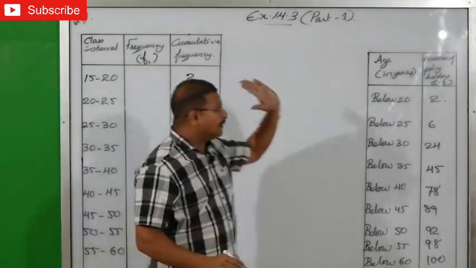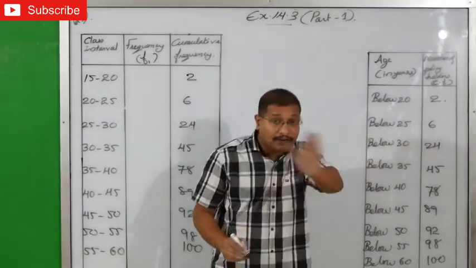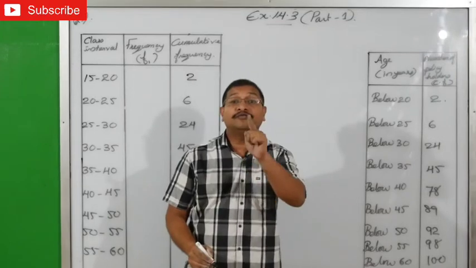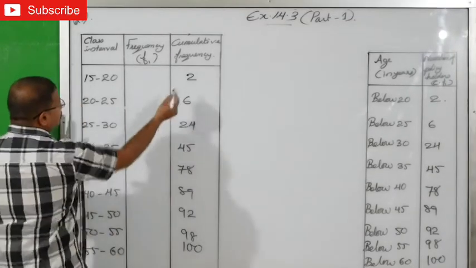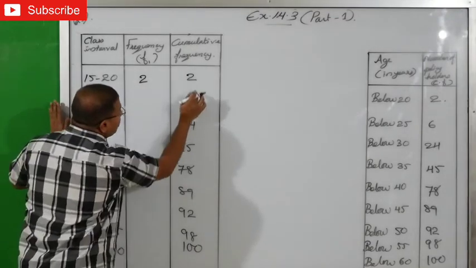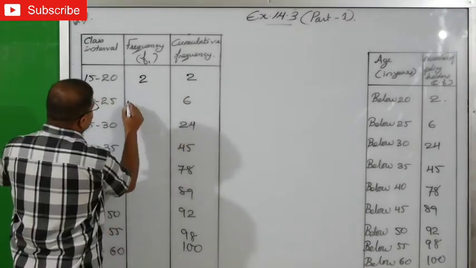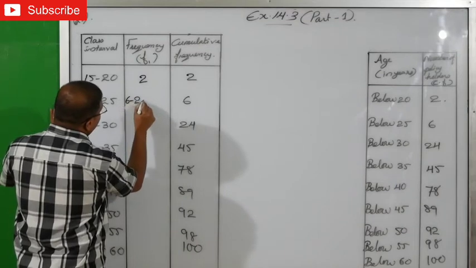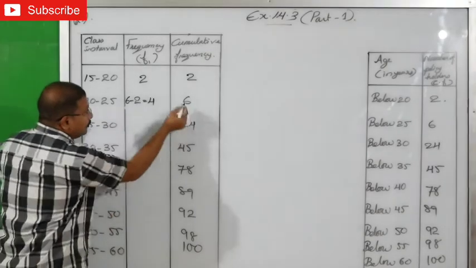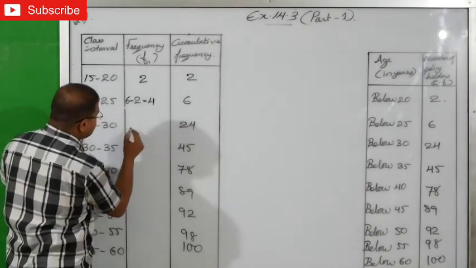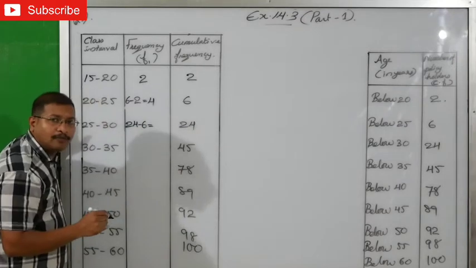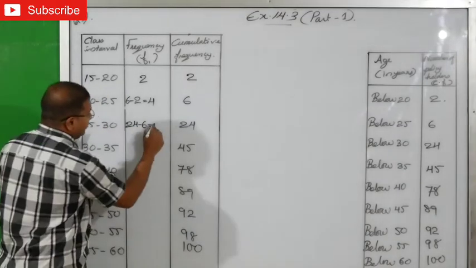Ready? So what is given in this type of questions is not simple frequency, it is cumulative frequency. From here we will find out the frequency. First I'll write direct 2. Next step, careful. What I'll do, 6 minus 2. That means 6 minus 2 equals 4. Got it? Next one, 24 minus 6, yes, 18.